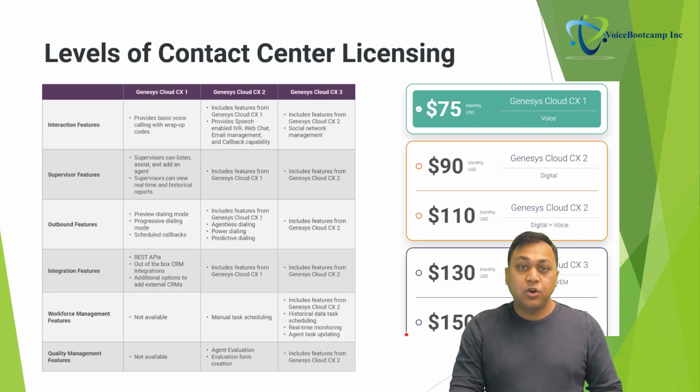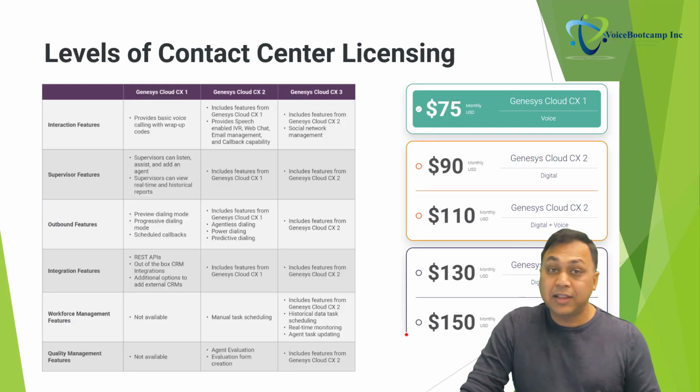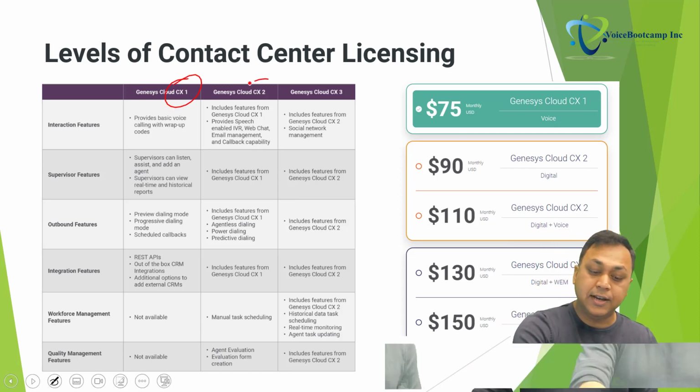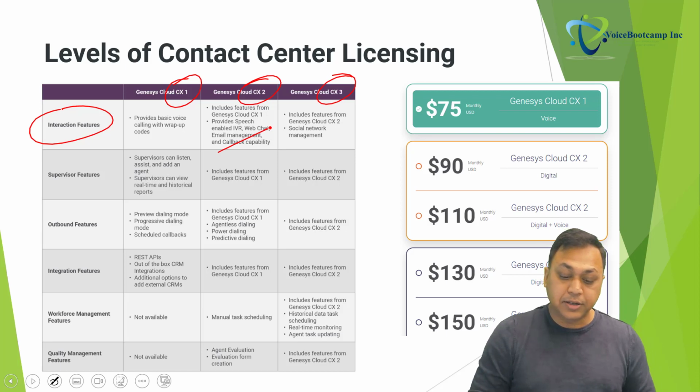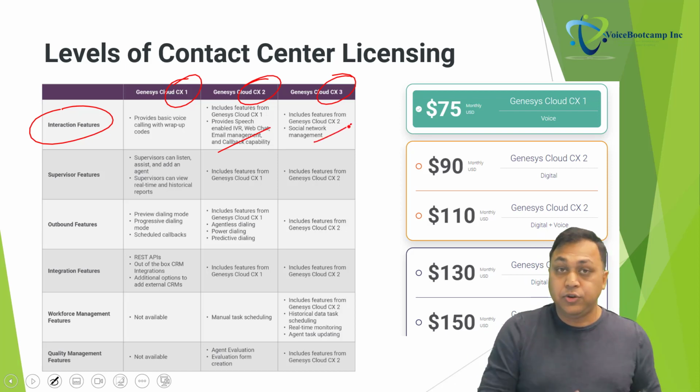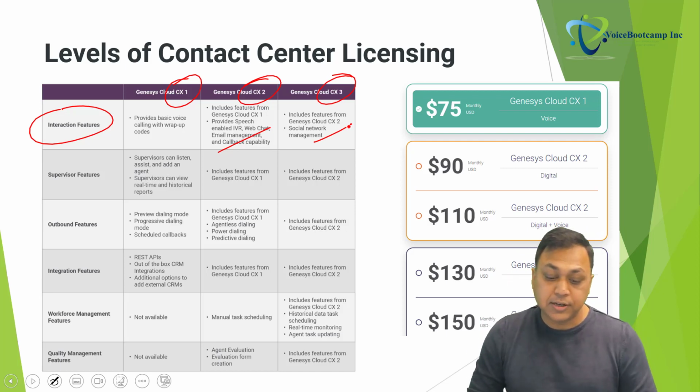Now, the level of licensing: there are three levels of licensing you have. You've got the CX1, CX2, and CX3. Each level of license provides various options here. So you've got the interaction features. Some of them provide basics, some of them provide more applications, and some of them will provide social media management. So if your agent does not require social media management, you want to give them CX1, for example.